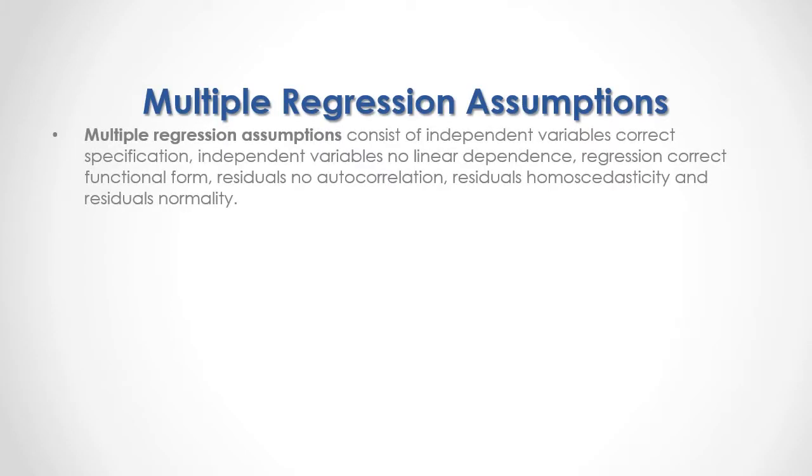Multiple regression assumptions consist of independent variables correct specification, independent variables no linear dependence, regression correct functional form, residuals no autocorrelation, residuals homoscedasticity, and residuals normality.